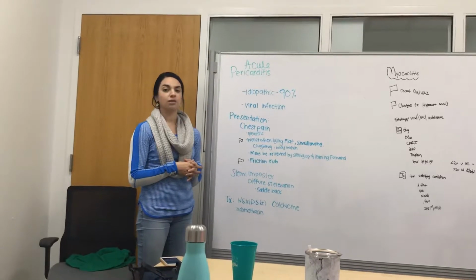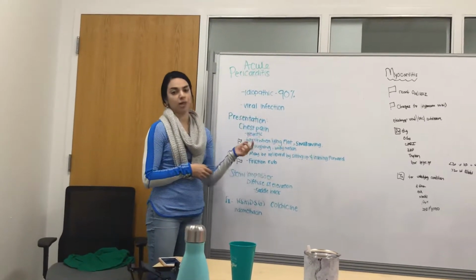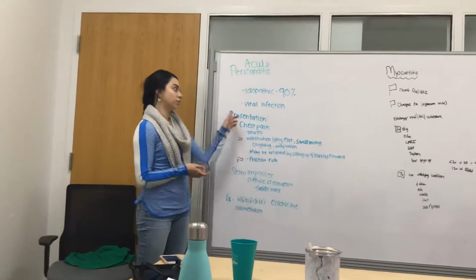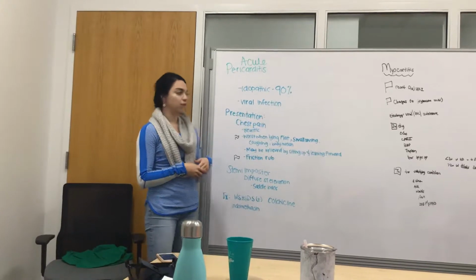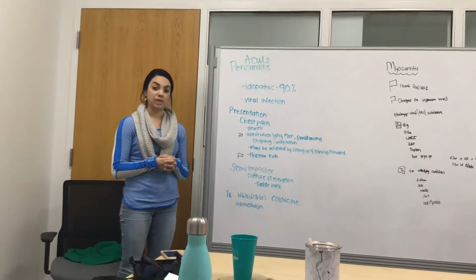And so as far as causes, the number one is going to be idiopathic. 90% of acute pericarditis is idiopathic, meaning that there's no known cause. Another cause could also be viral infection. So we're going to move down to the presentation. The big thing is going to be chest pain.